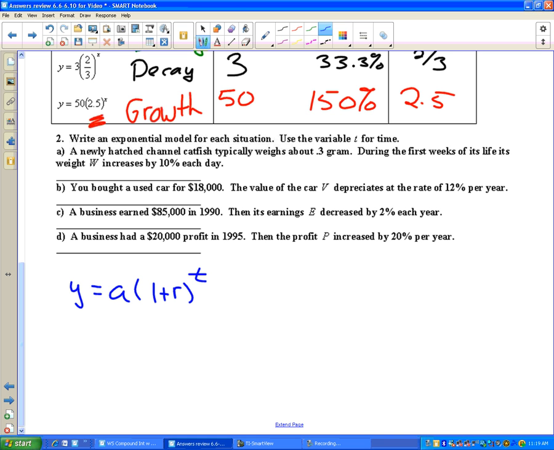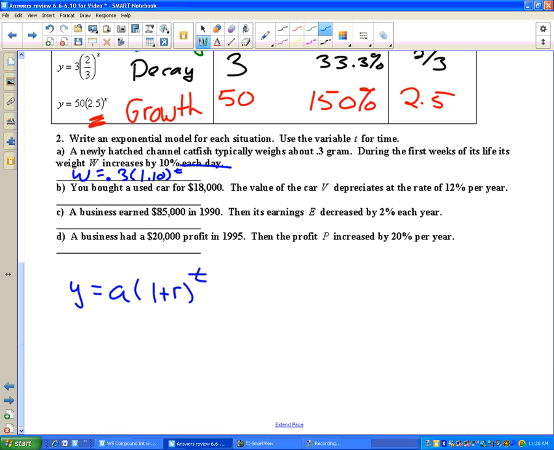Remember, exponential growth is y is equal to a times 1 plus r to the t power. So this, my weight, and it's increasing per day. So my weight is equal to my initial amount, 0.3 grams, times 1 plus 10%, so 1.10 to the t power.